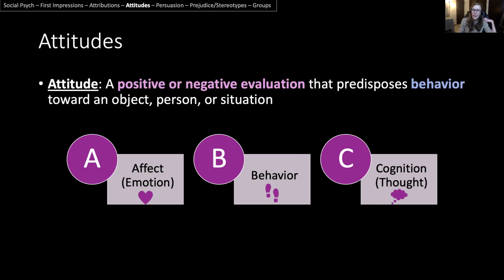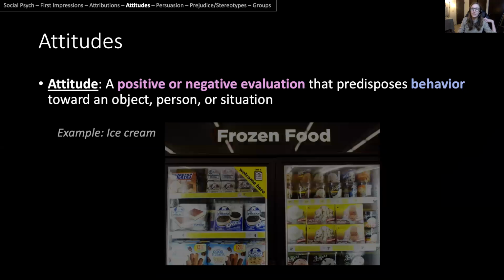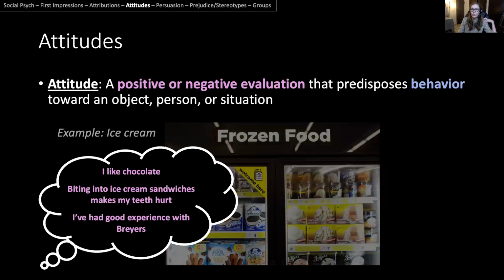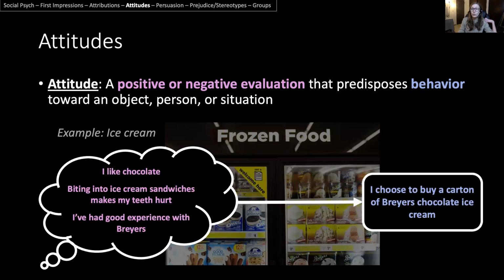So for instance, in that example before, you might have said things like, well, I like chocolate. Or in contrast, well, I know that biting into ice cream sandwiches makes my teeth hurt. Or I've had good experiences with this brand. So therefore, I'm going to choose to buy a Breyer's chocolate ice cream. So it's taking an evaluation of something that predisposes an action.